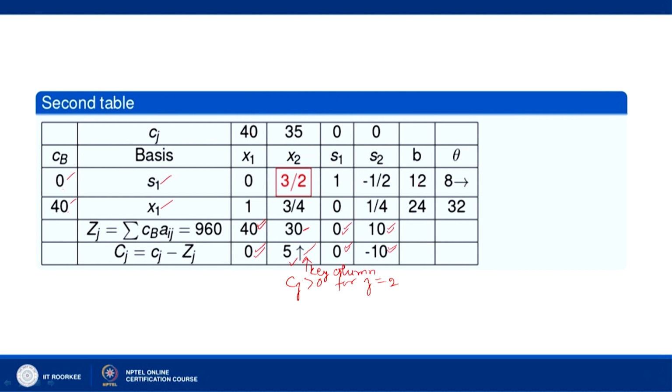We divide the elements under the B column by the corresponding values in the key column. So, 12 divided by 3 by 2, that is 12 into 2 by 3. So, we get 8 here. And then 24 divided by 3 by 4 means 24 into 4 by 3, so we get 32. Now, both are positive values in the theta column, so the minimum value will be considered. So, 8 is minimum, and this is our key row. At the intersection of key row and key column, we get the element 3 by 2. So, this bracketed element is the key element.